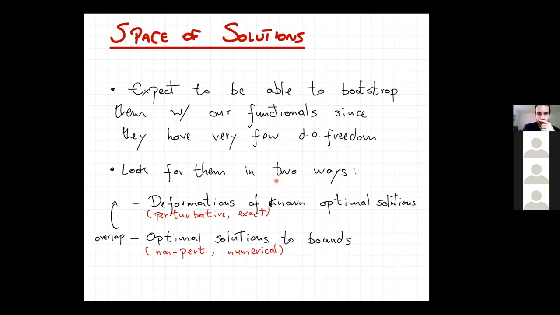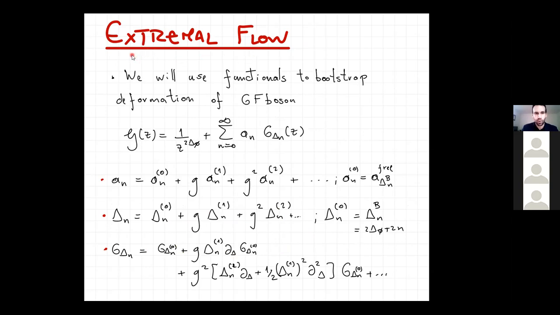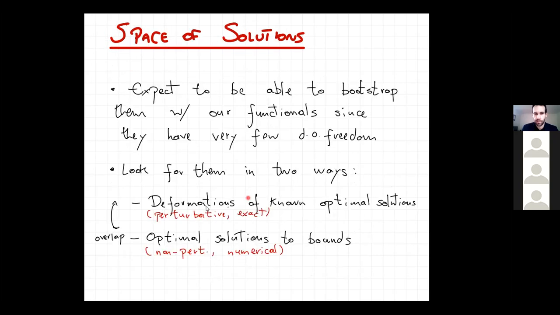And so we can look for these in two ways. We can either take known optimal solutions and deform them. We can do this in perturbation theory, and it has the advantage that it would be an exact approach. Or we can look for these solutions as optimal solutions to bounds. I told you that these special solutions should live at the edges of solution space, so they should saturate some bounds. And so we can look for these optimal bounds and the solutions which saturate them. This we can do non-perturbatively, but we have to do it numerically. So let me first describe an exact analytic approach. There should be an overlap between these two things, obviously, because the same solution could be described in both ways.